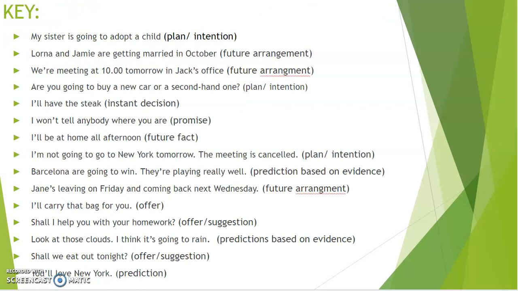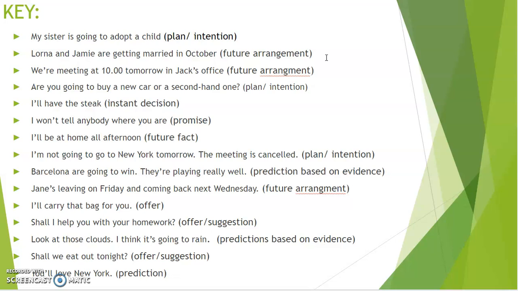Well, as promised, this is the key. As I said before, this is a plan or an intention. The second one, Lorna and Jamie are getting married in October, that would be a future arrangement. Future arrangements in English imply that there's a date and a time to do something, okay? So Lorna and Jamie are getting married in October. They know they're getting married in October because they have decided the date themselves. They know the time, they know everything.